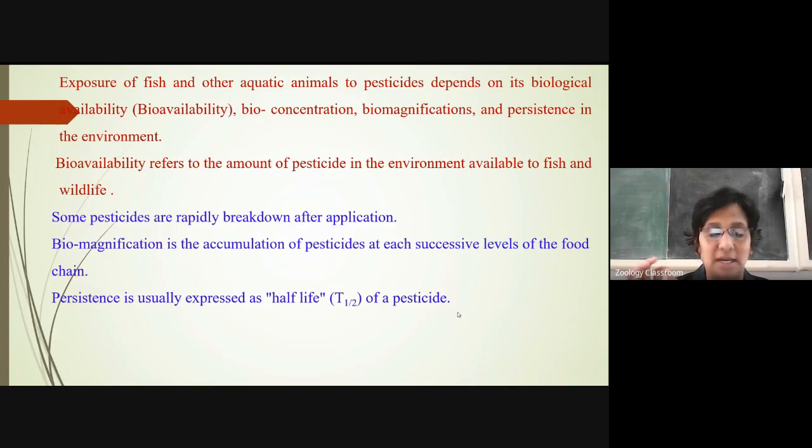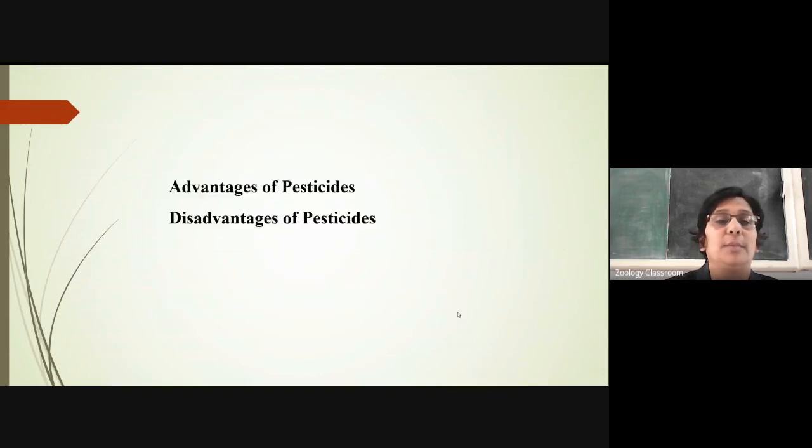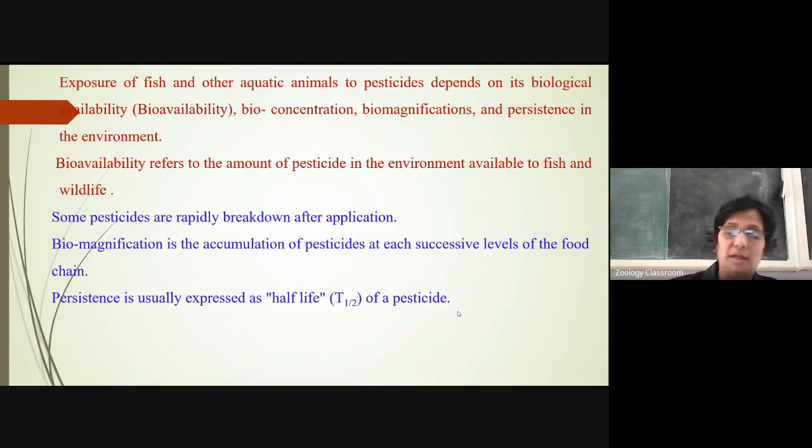Okay, these are less available to aquatic life. So another important term is biomagnification. Biomagnification is the accumulation of pesticides at each successive level of the food chain.